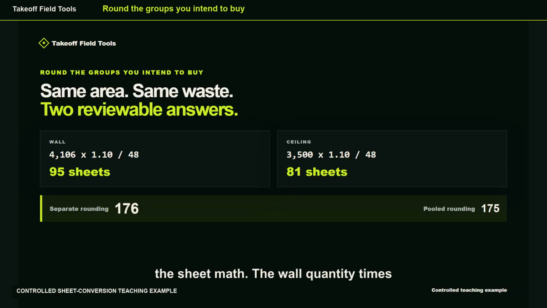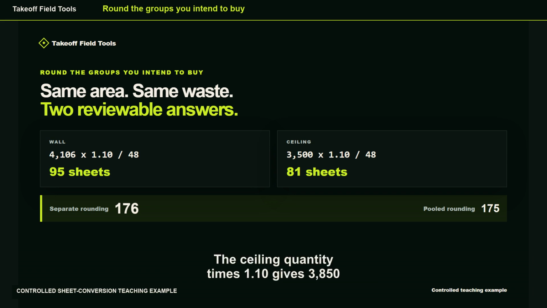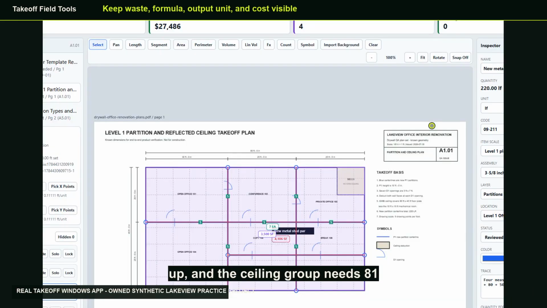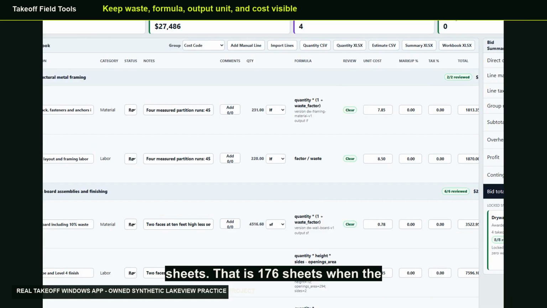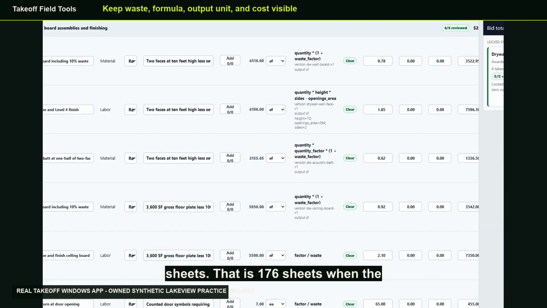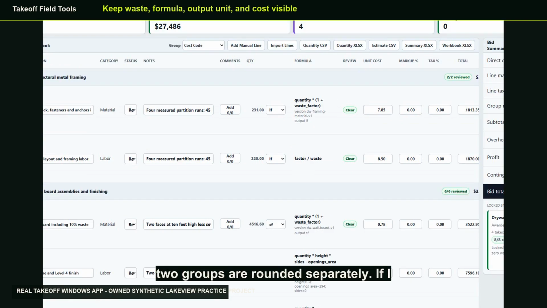Now for the sheet math. The wall quantity times 1.10 gives 4,516.6 square feet. Divide by 48 square feet per sheet, and the unrounded result is a little over 94, so the wall group needs 95 sheets. The ceiling quantity times 1.10 gives 3,850 square feet. Divide by 48 and round up, and the ceiling group needs 81 sheets. That is 176 sheets when the two groups are rounded separately.